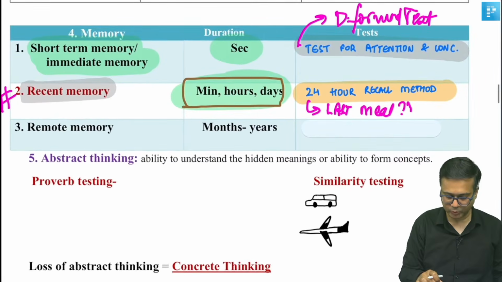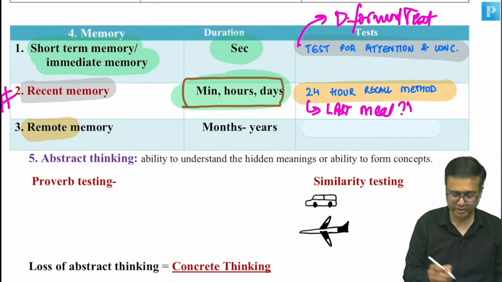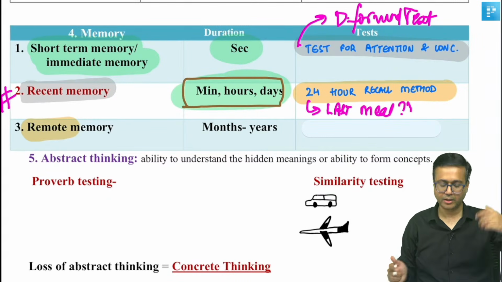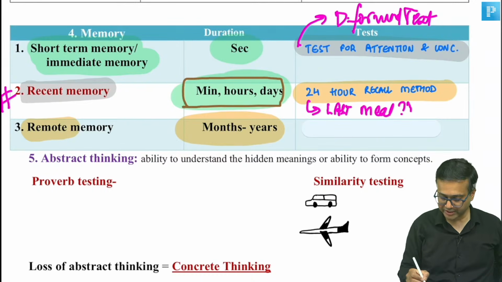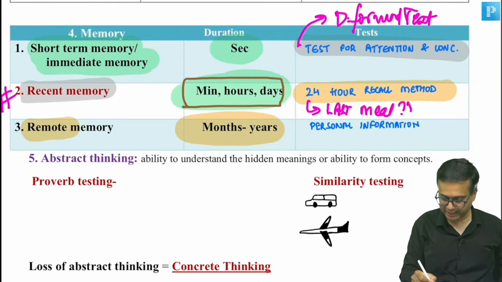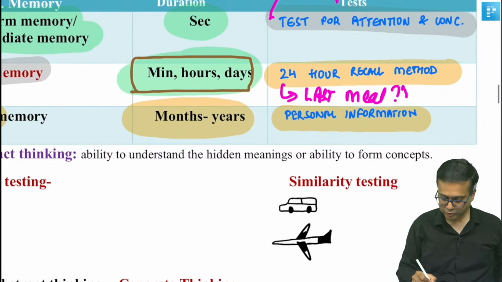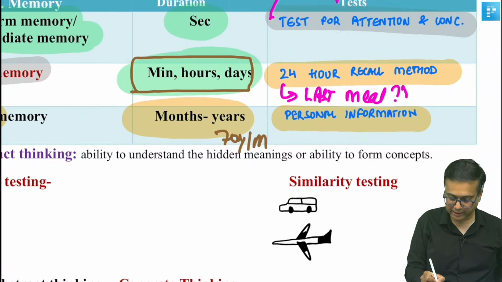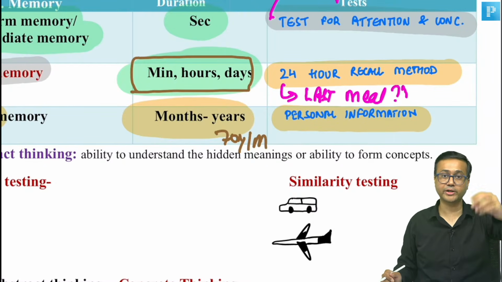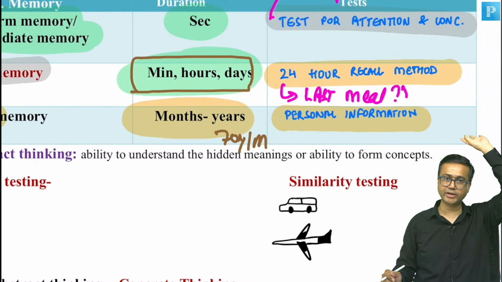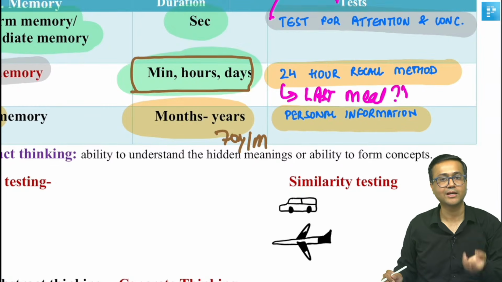And last is, beta, remote. What do you mean by remote? Remote means something which is far. So memory of months or maybe years back. So how do we assess? One of the tests is, beta, we can assess by asking personal information. So I am asking a 70-year-old male the name of his school, the name of his school friends. Can you appreciate? I am asking very old information now. So I am assessing his remote memory.